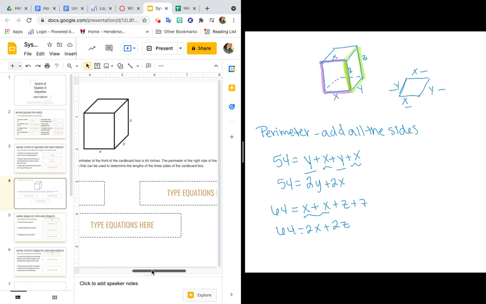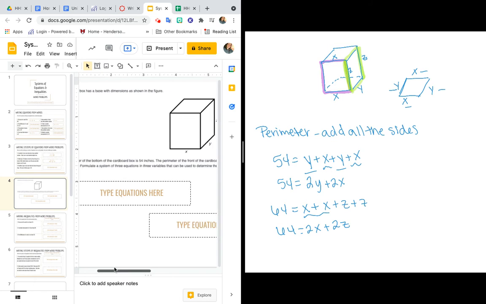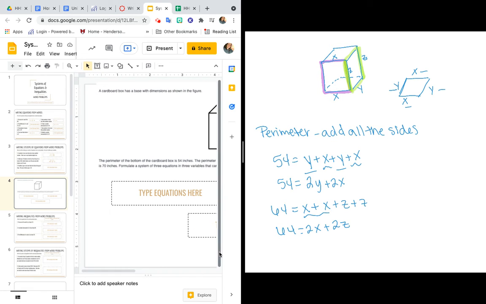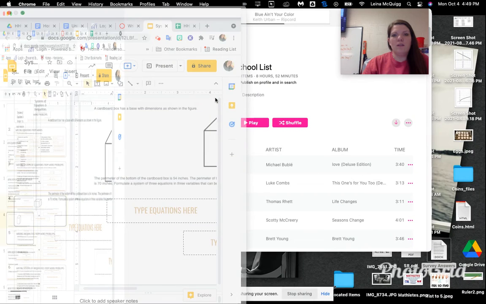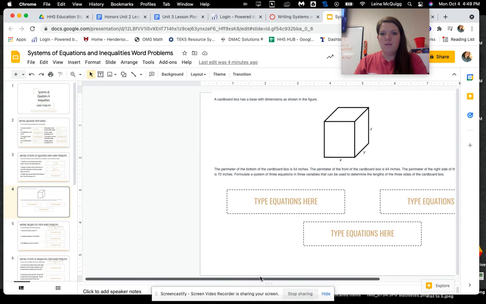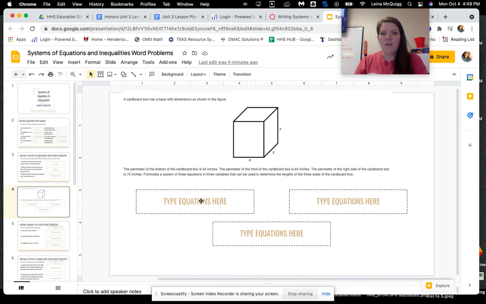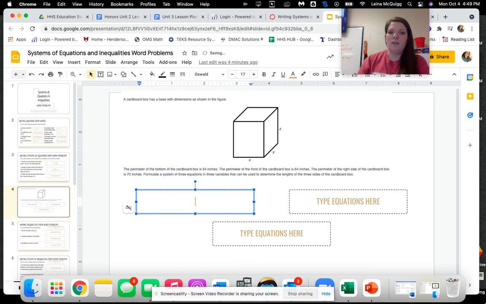I want you to write the third equation. The perimeter of the right side of the cardboard box is 70 inches. So now we're talking about this green square that we have over here. You already have 2 sides. You need to figure out what the top side is and then write that equation. So we should have, let's see. Okay, so I gave you 2 equations. I want you guys to work together on that third equation.